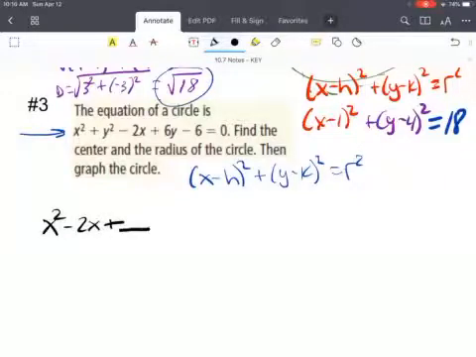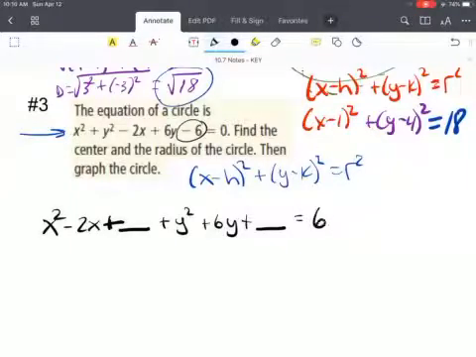And then leave an opening for the process of completing the square. Group your y's together, leave an opening to complete the square. And then move that negative 6 to the other side. So this is something that you're going to have to do every single time. So if you just set it up like this first, it'll make things a lot easier.